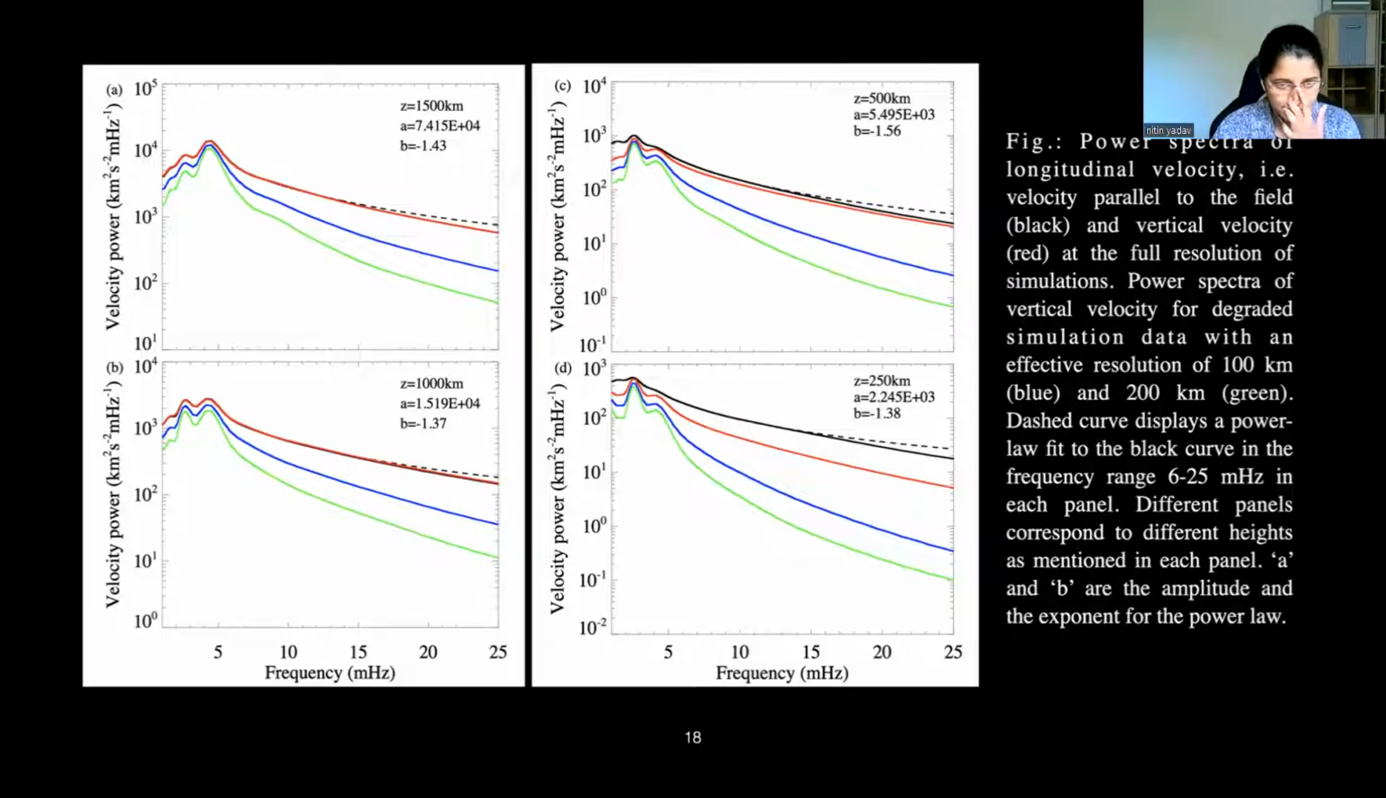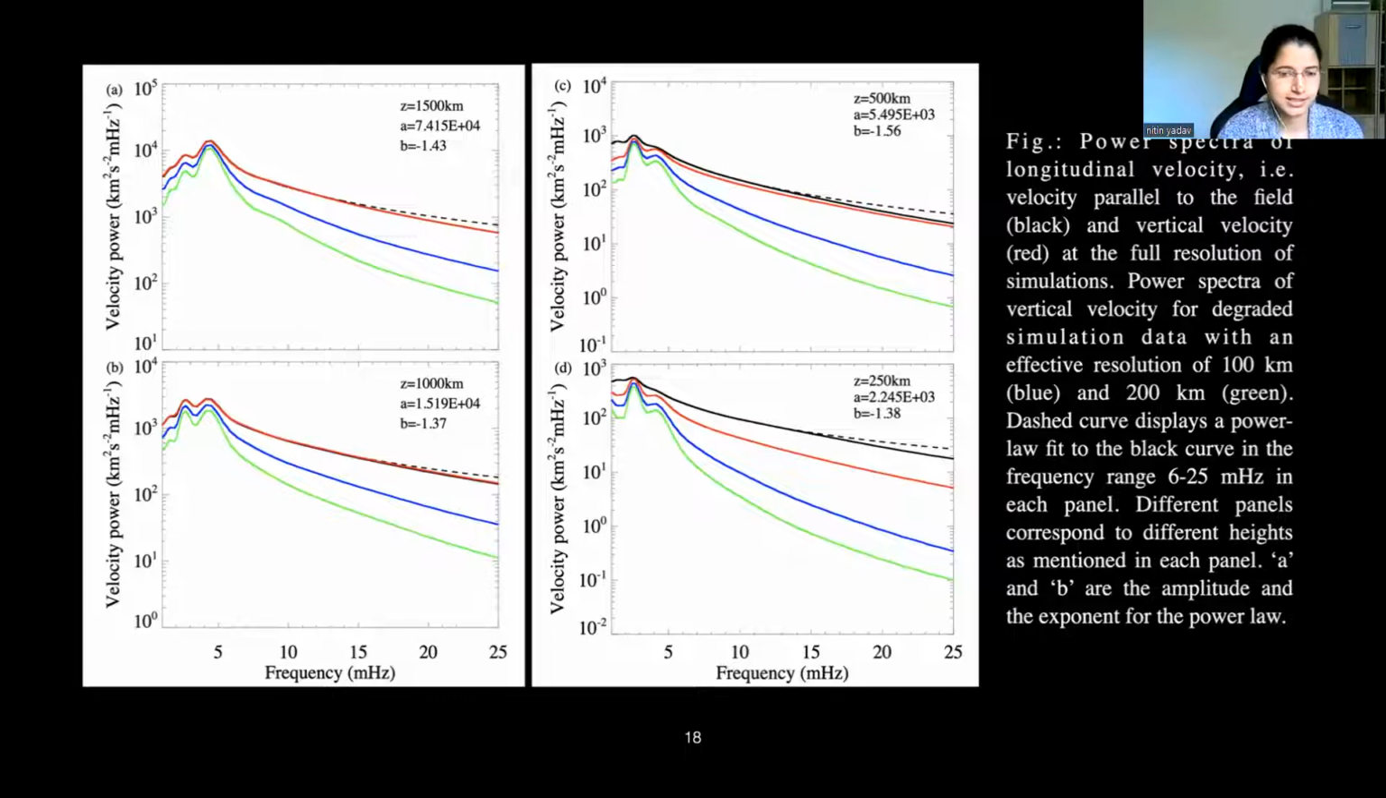However, if we compare the red curves with the green and blue curves, which are calculated using the degraded data, we see that power is reduced due to smoothing. This reduction in power is greater at high frequencies. That means the reduction in power is more in high frequency waves than in the low frequency waves, which indicates that high frequency waves are associated with smaller spatial scales, and therefore they are more severely affected by the spatial resolution.